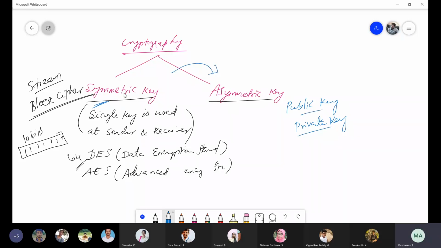Symmetric key cryptography is also called secret key cryptography. Asymmetric key cryptography is also called public and private key cryptography.